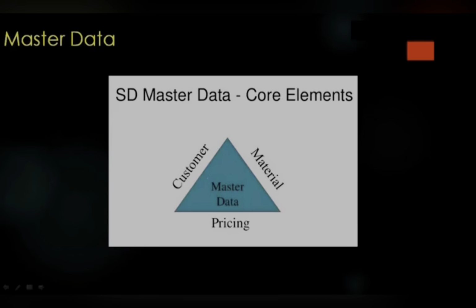In MM you also have master data. In SD we create customers, materials, and pricing for the customer. But in MM, the master data can be a vendor. We create a vendor and some pricing for the vendor. Material is common between SD and MM. In the PP module we have the BOM, bill of material, and routing and so on. So this is the master data.